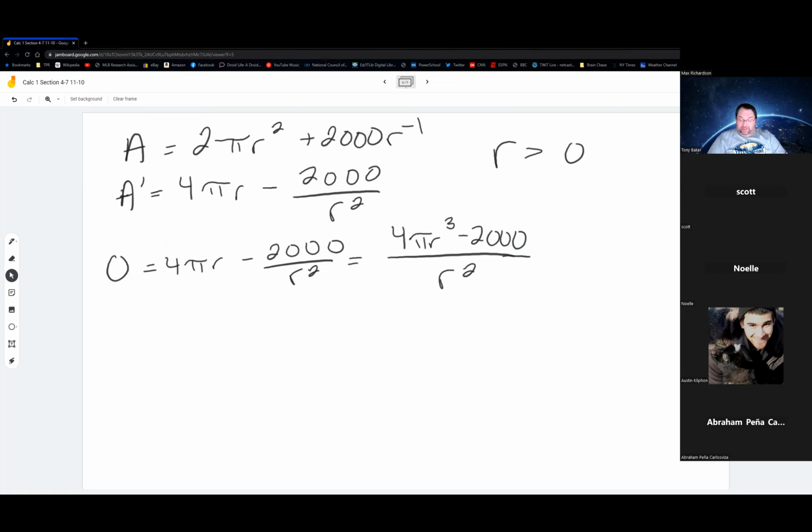So I've got that equals 0. So can r squared ever be 0? Well, yes, it could be if r was 0, but remember, my radius has to be bigger than 0. So therefore, r can't be 0. r could also not be negative or anything else like that. So I don't really have to worry about that piece. I can just look at the top.